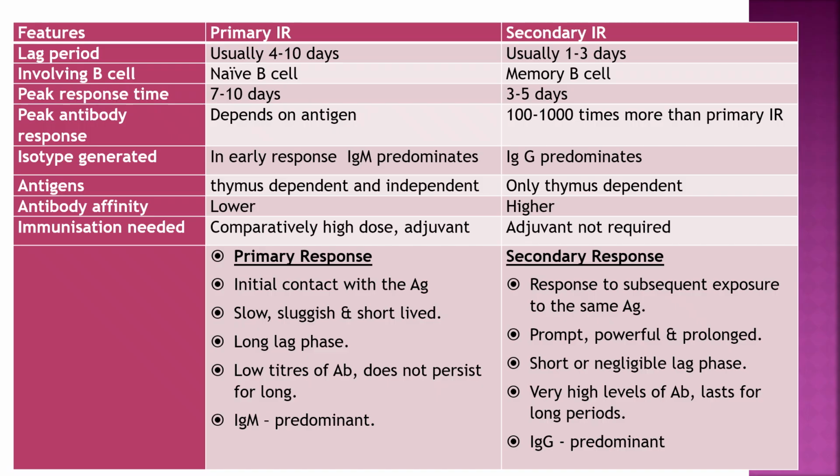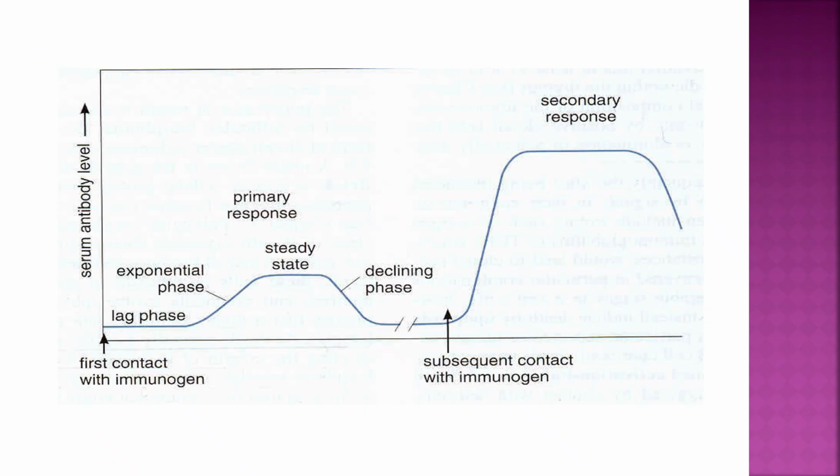Primary immune response: initial contact with antigen, slow, sluggish, and short-lived, long lag phase, low titers of antibody, does not persist for long, IgM predominant. Secondary response: response to subsequent exposure to the same antigen, prompt, powerful, and prolonged, short and negligible lag phase, very high level of antibody, lasts for a long period, and IgG predominant. Here you can see the difference between primary immune response and secondary response.